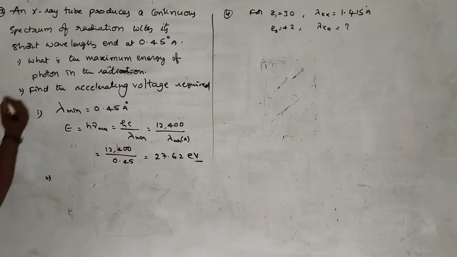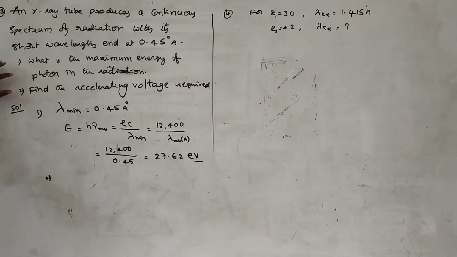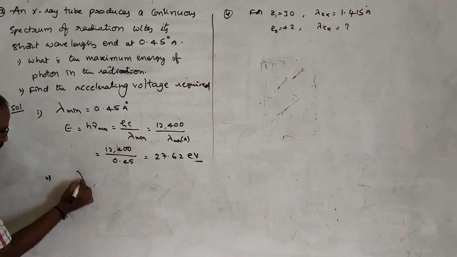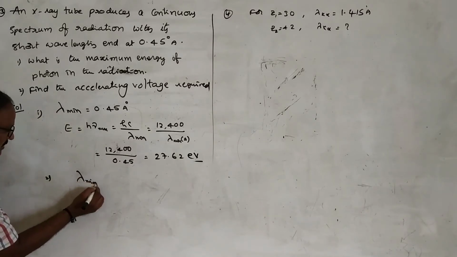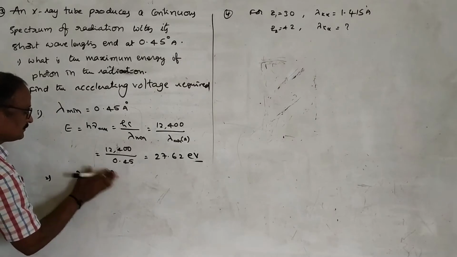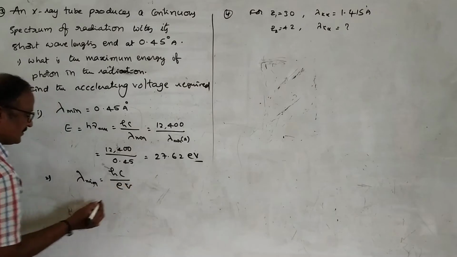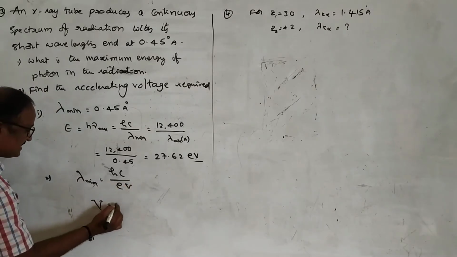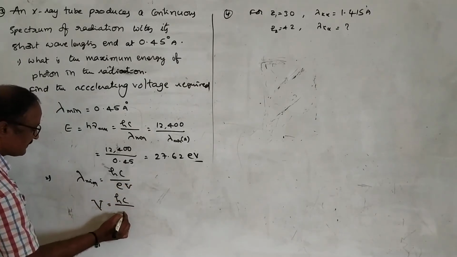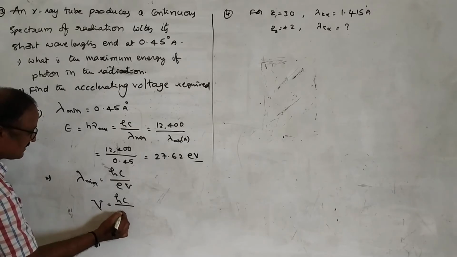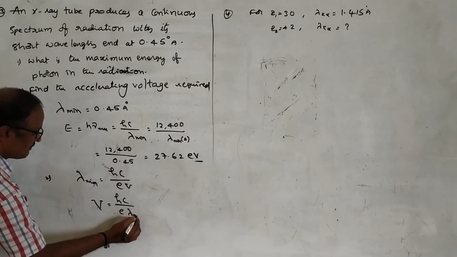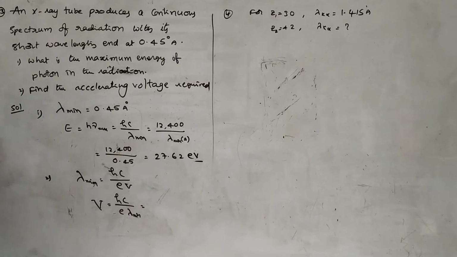Second one, find the accelerating voltage required. What is the formula relating lambda minimum and accelerating voltage? According to the Duane-Hunt law for continuous X-rays, lambda minimum is equal to hc by E. From this formula, V is equal to hc by e into lambda minimum.